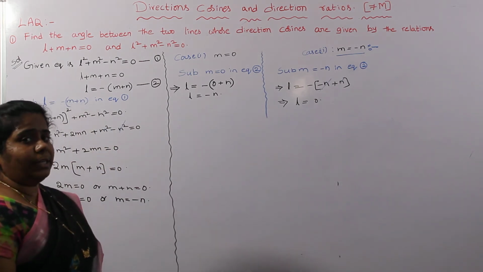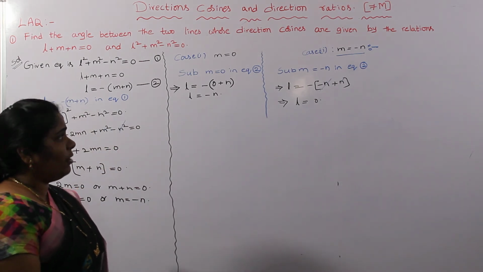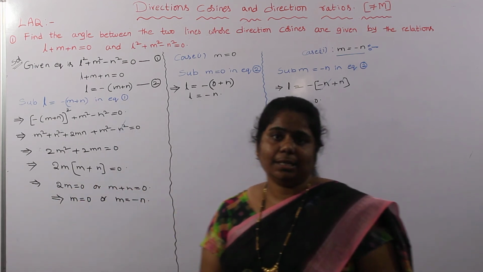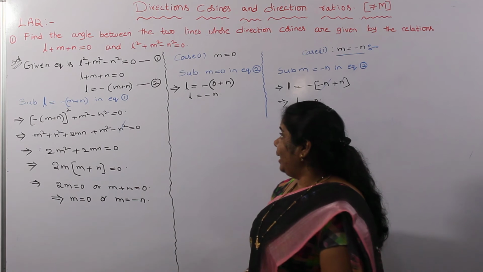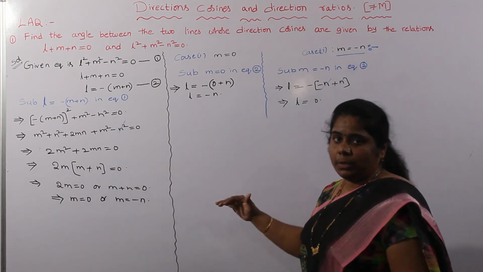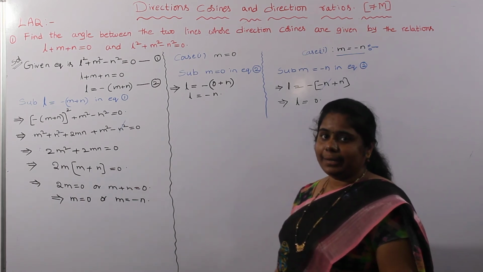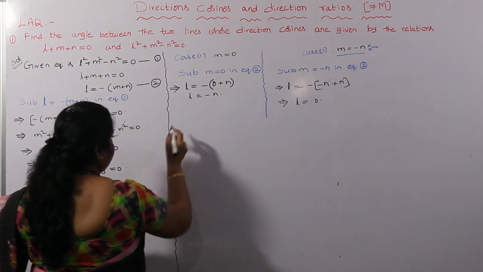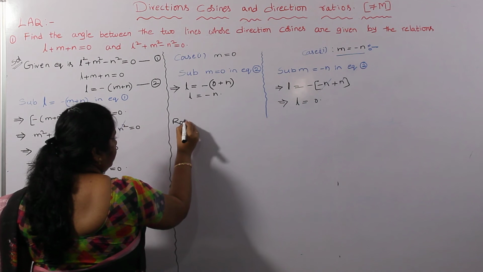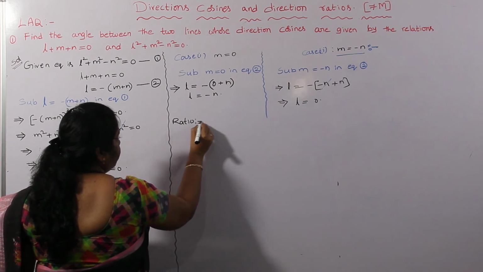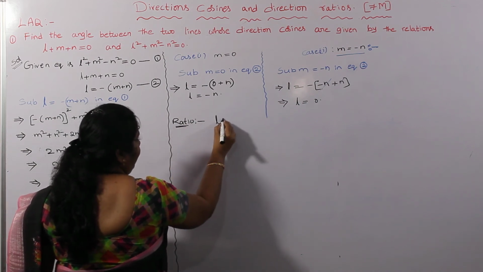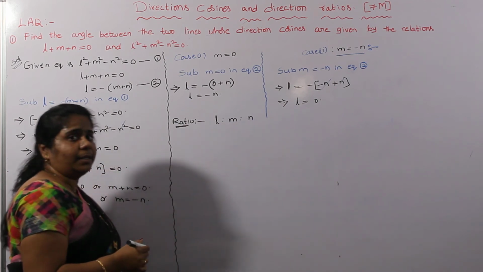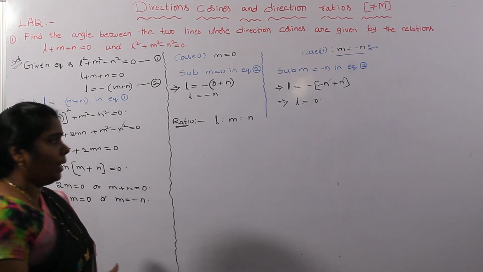Now take the ratio form. What are the elements here? Elements are generally DCs. DCs are generally denoted by the elements. Take the ratio form, and in the ratio form we get DRs. So now take the ratio form, that is L is to m is to n.